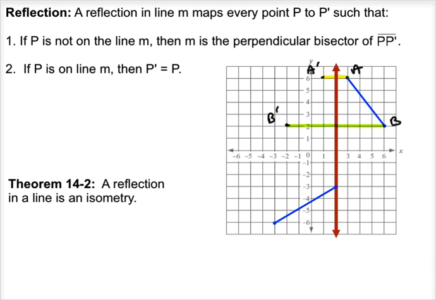And I get a new segment then that looks like that. And if I notice the highlighted segment from A to A prime and the highlighted segment from B to B prime, the red line is the perpendicular bisector of those two segments.